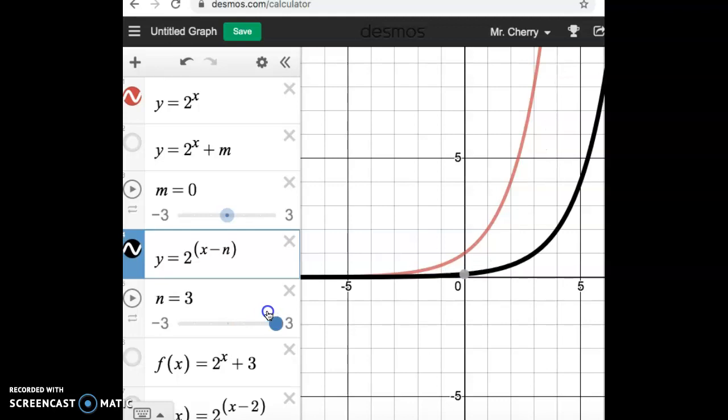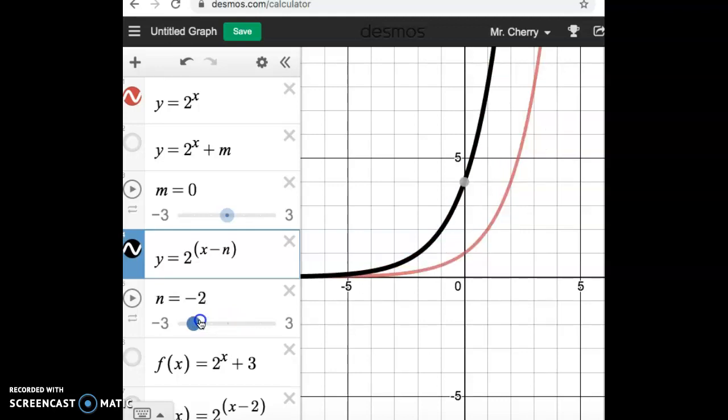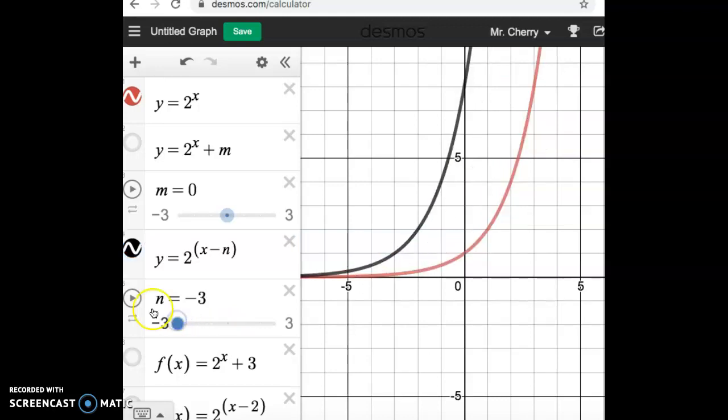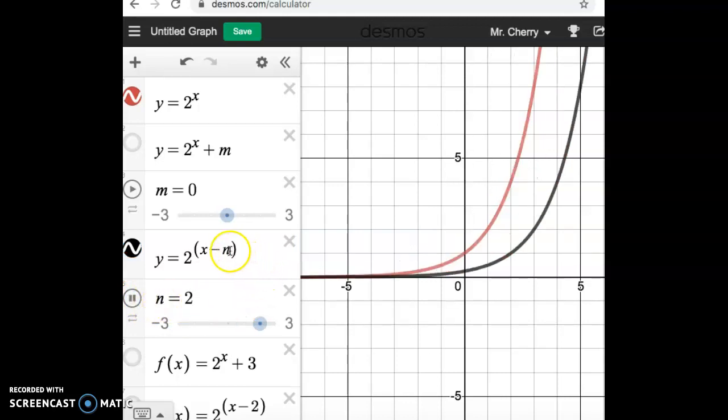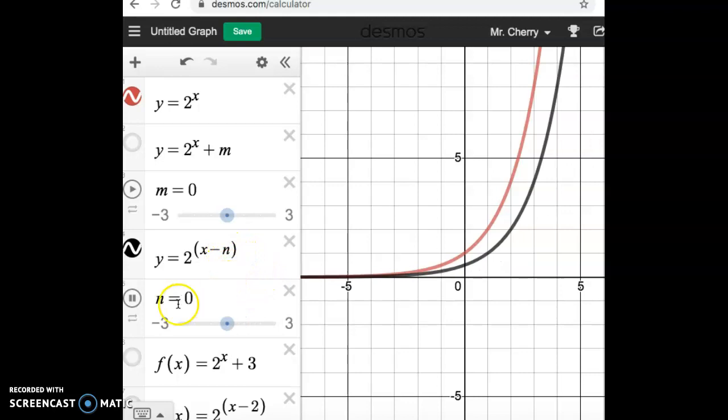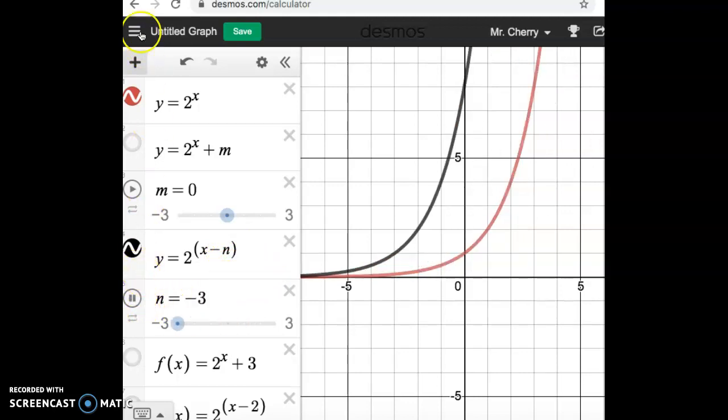All right, and again, we're going to go back to 0. What happens as we make the values of n negative? How does that make that graph shift? And so here you can watch the slider in action. What happens as n changes? How does the graph change?